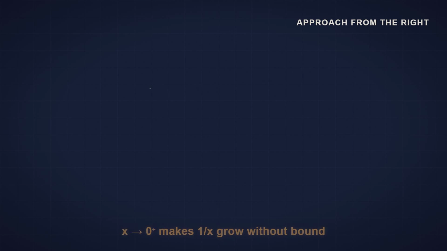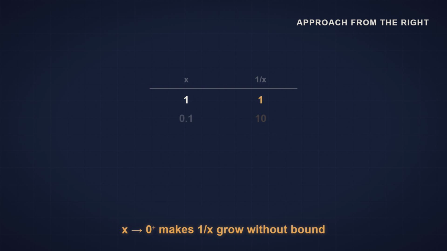Make a table for 1 divided by x. At x equals 1, the answer is 1. At 1/10th, the answer is 10. At 1/100th, 100. At 1/1,000th, 1,000. As positive x approaches zero, the reciprocal grows without bound. This is the source of the tempting answer infinity.